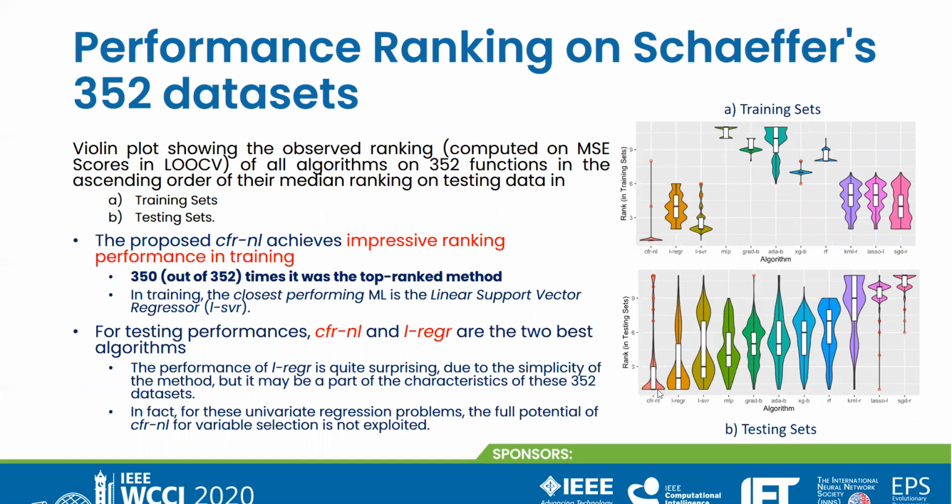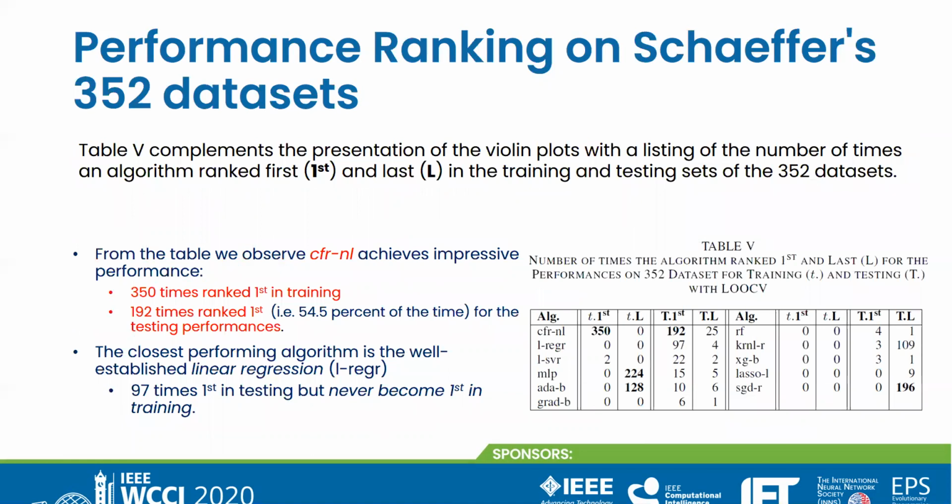And also in generalization, so here we have our median, and you will see why, because our median value was most of the time the first in testing. So in fact, 192 times our algorithm was ranking first, 54% of the time for the testing performance. The closest performing algorithm is linear regression in this case.